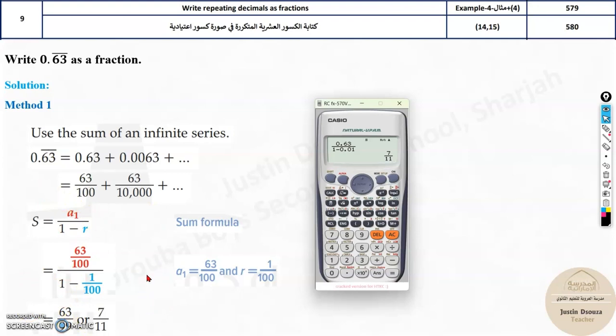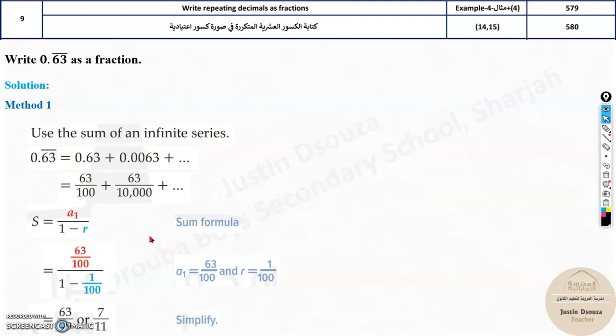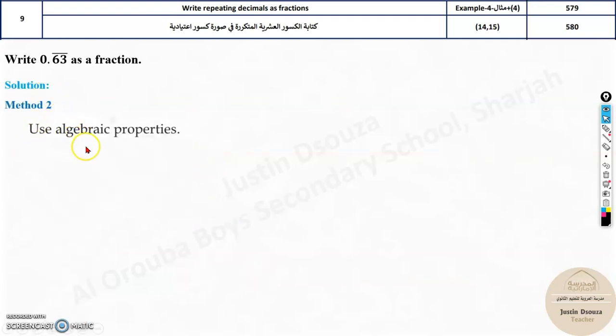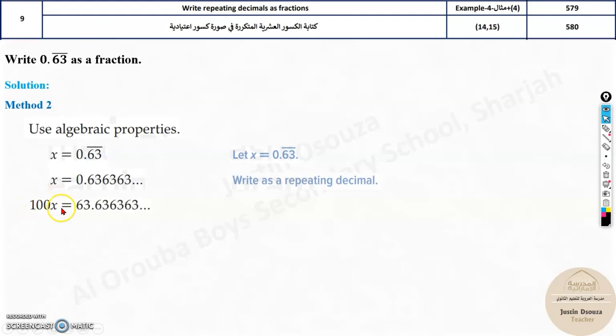So that's the thing. Now, what if you forgot this formula? There is a simpler method which is used in the previous grades. If you recall, maybe in cycle 2 in math, you have done this. Basically, this expands forever, right? 0.63 just keeps on going, right? So let us assume this to be x. Now, multiply 100 on both sides. It's going to be 100x, and over here you move the decimal 2 places to the right. It'll be 63.6363 and it keeps on going.